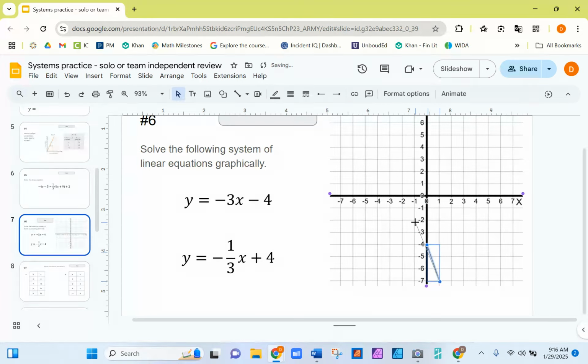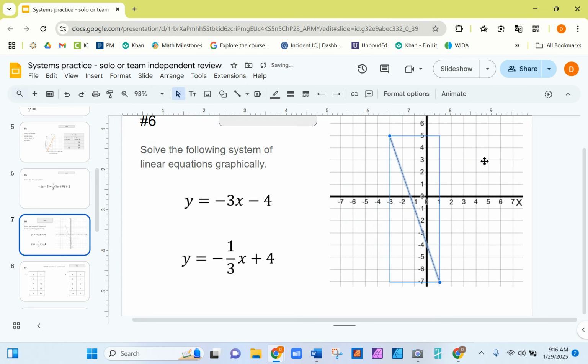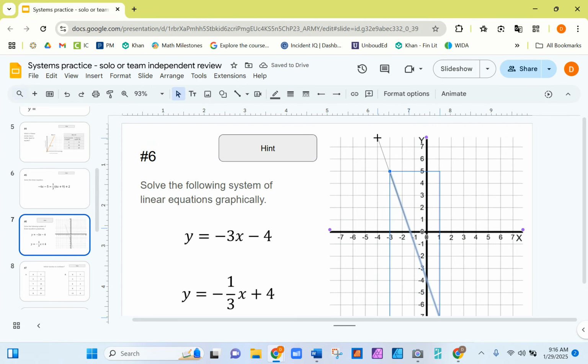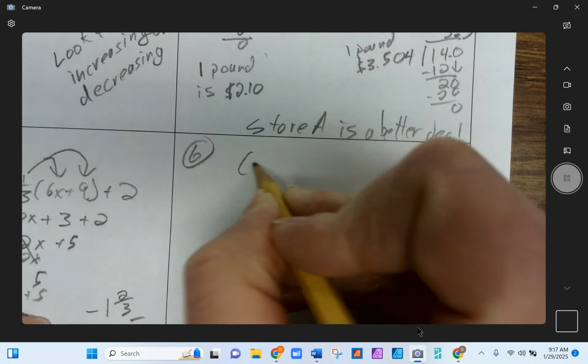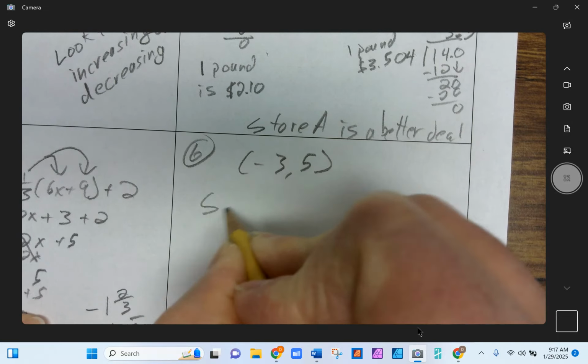And then we can just extend it here, up 3 and right 1, and do the same thing to get it all the way across the grid. All right, so that's the first one right here. And then the second one is starting at positive 4, going down 1 and right 3, down 1 and right 3, right? And then we can extend it the other way. We'll do one more right there. And so we can see that our point of intersection is right here at negative 3, 5, okay? Again, the solution is where the lines cross.